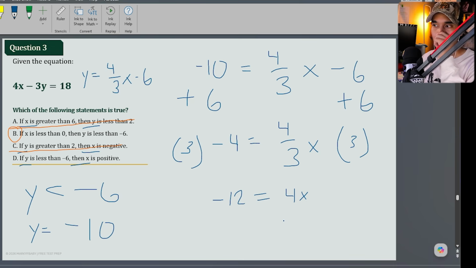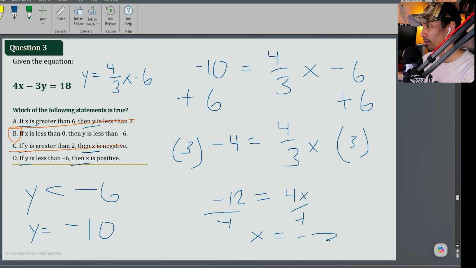And I could stop right here, because I know when I divide by 4, it's going to give me a negative number because this is negative. A negative divided by a positive will give me a negative number, right? Divide by 4, x is equal to -3. And that is in fact negative and not positive. So I am going to take that answer choice out. So again, answer choice B is the solution for question 3.